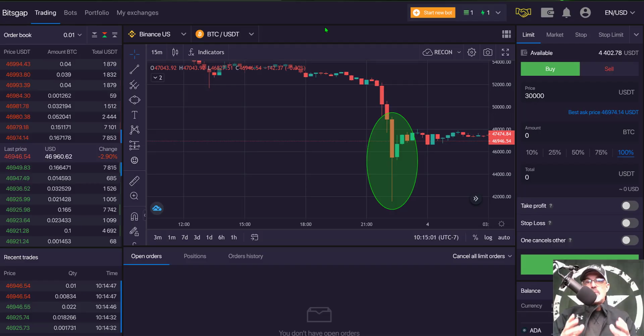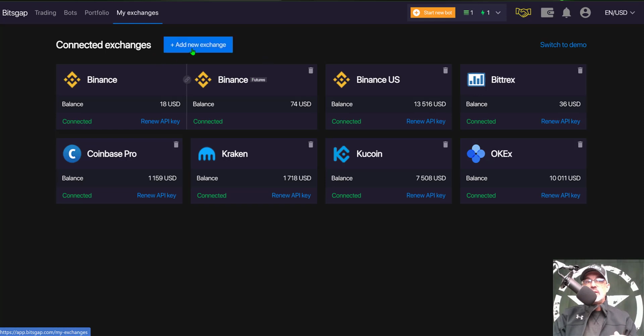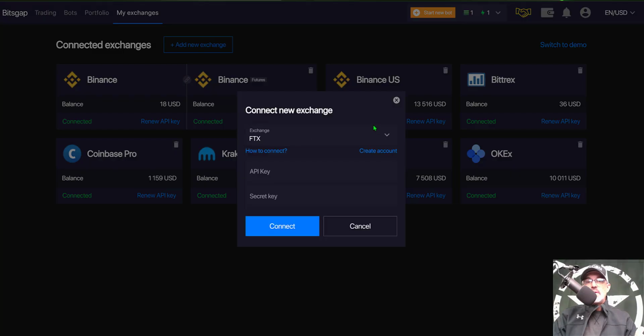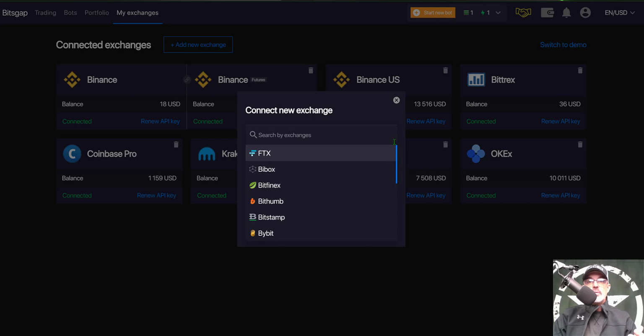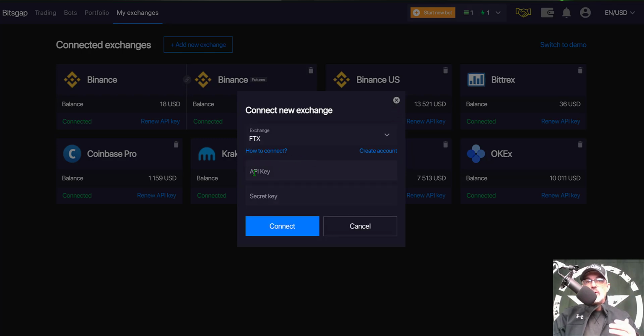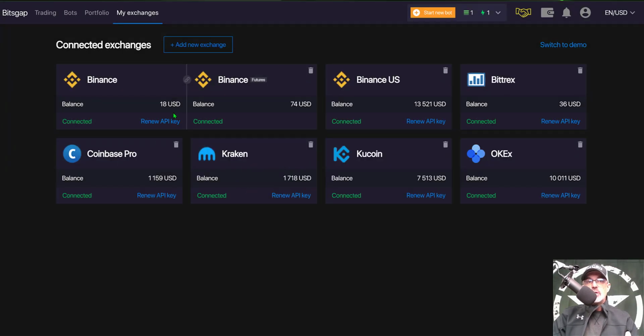Once you have set up your Bitsgap account, the first thing you'll need to do is come over here to My Exchanges and give that a click. You will basically need to connect your exchanges by clicking on the Add New Exchange button. From there, you just select from the drop-down box of all the different exchanges available. Then you just need to paste in your API key and your secret key that you create on your exchange. Once you have your keys in place, click Connect, and the exchange should now show up under your connected exchanges with the word connected in green, letting you know you're good to go.